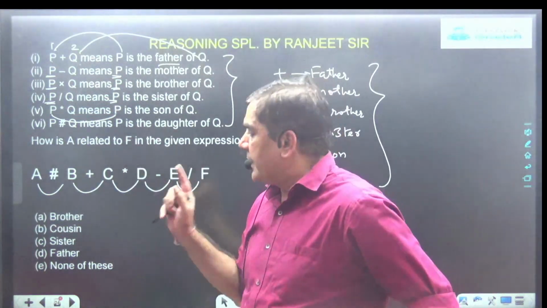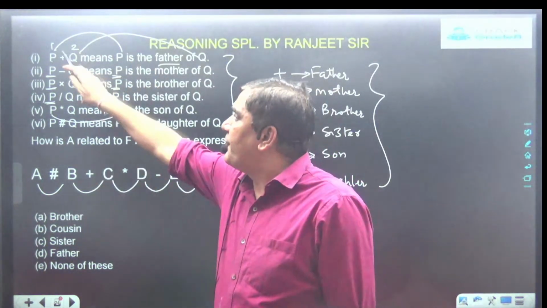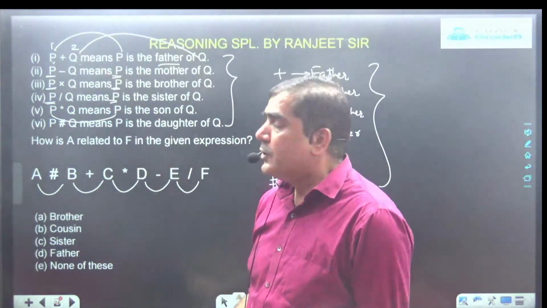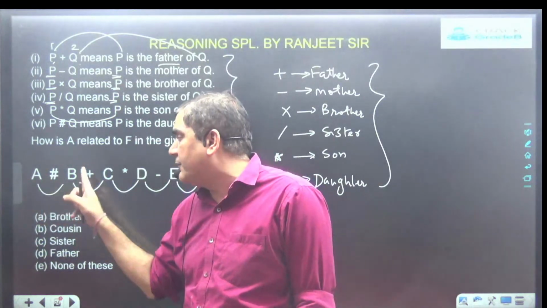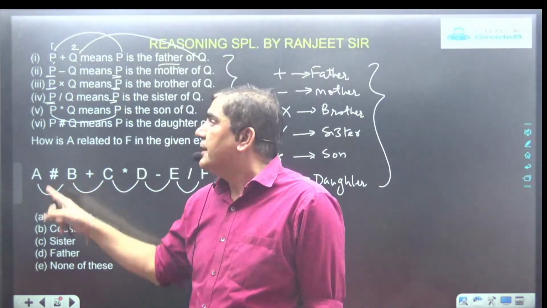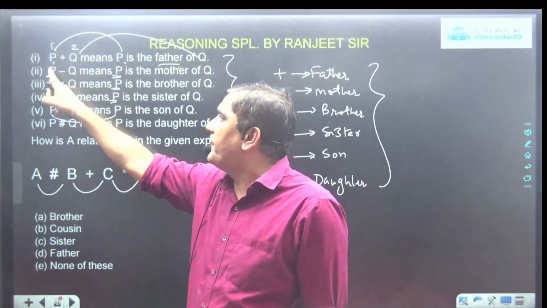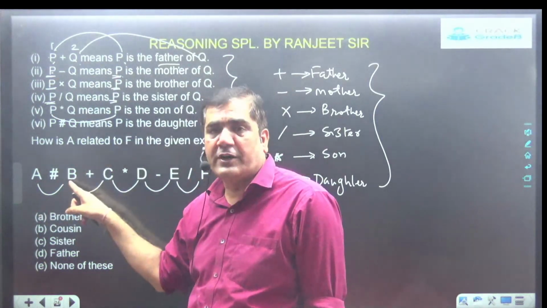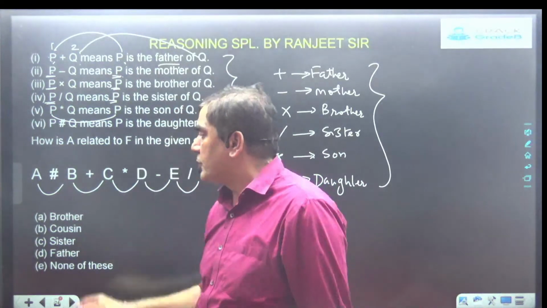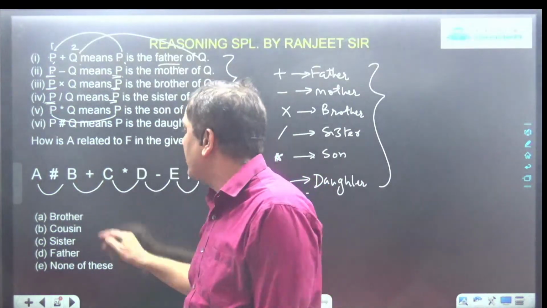Clear? Then, just see the direction. Since the first person has come at the first place, if I take the first 2, I will read the first person first and then the last person. Since the first person comes at the first place, whenever I take any 2, I will read the first person first and the last person thereafter. So this hash stands for what? Hash stands for daughter.